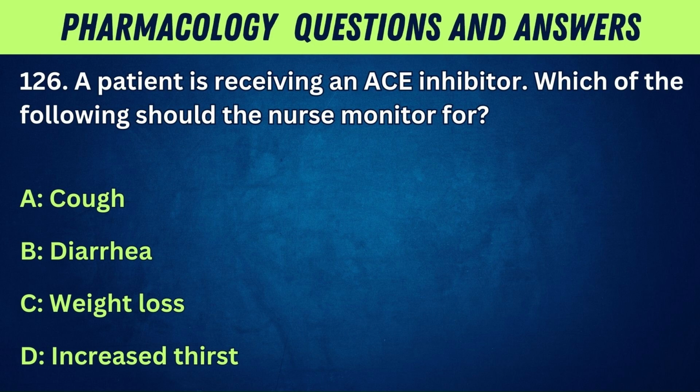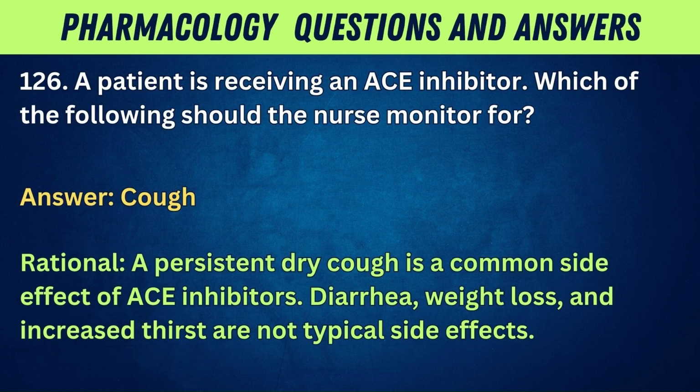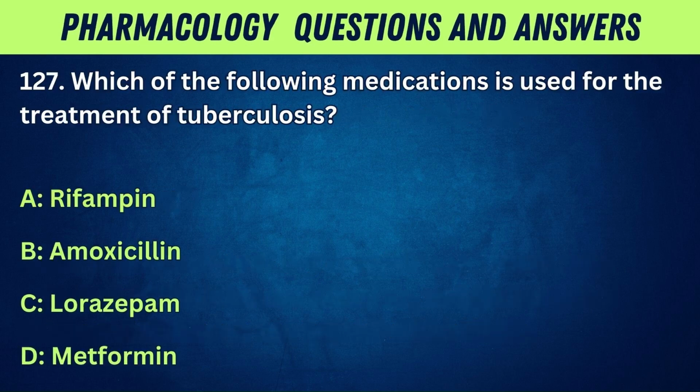Which of the following should the nurse monitor for? A. Cough. B. Diarrhea. C. Weight loss. D. Increased thirst. Answer: cough. Rationale: a persistent dry cough is a common side effect of ACE inhibitors. Diarrhea, weight loss, and increased thirst are not typical side effects.